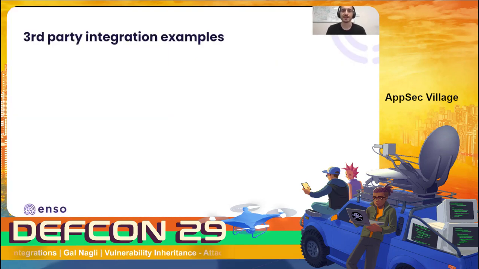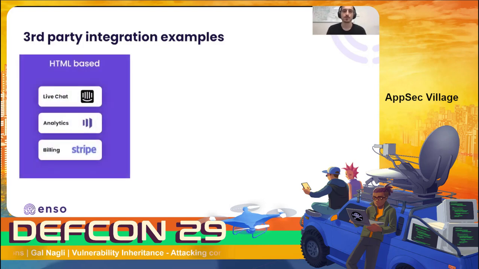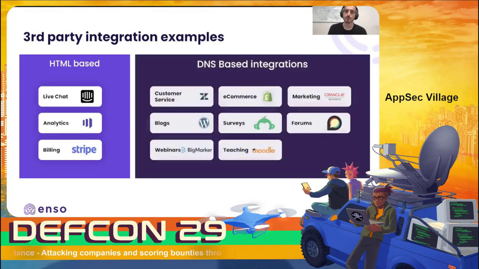Let's go over third-party integration examples. First, there are HTML-based third-party integrations, such as Intercom Live Chat, Analytics of Marketo, and Billing of Stripe. Secondly, and this is the part we will focus more on in the session today, are DNS-based integrations, such as customer service of Zendesk, e-commerce of Shopify, marketing of Oracle, forums, service, blogs, webinar, teaching, and basically there are a lot more third-party vendors who offer integrations of certain functionality to our websites.